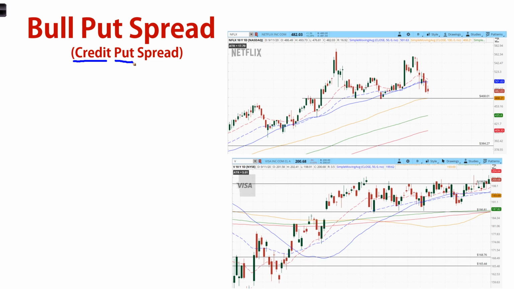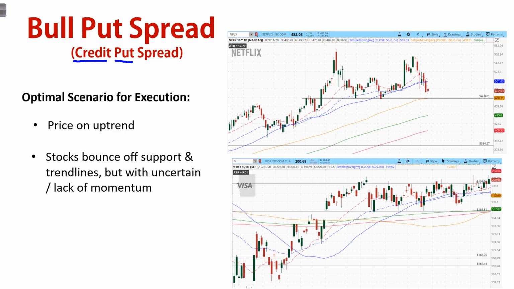So when is the best time to use this strategy? Now, the bull put spread is a bullish strategy, so naturally you want the price of the stock to be on an uptrend. That is number one. Next, to have a higher probability of winning, we want to see the stock bouncing off supports or a trend line, and this gives us an indication that a potential near-term bottom has been found.